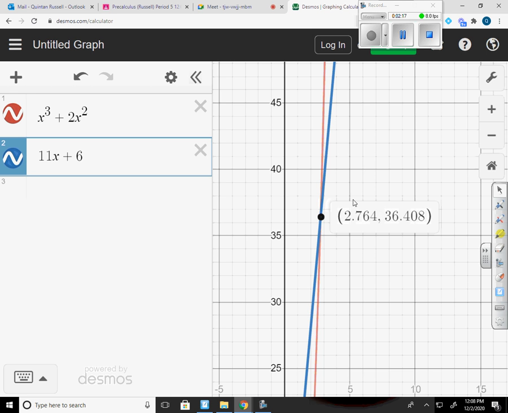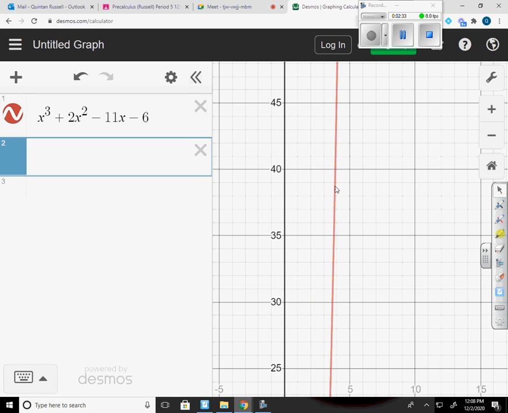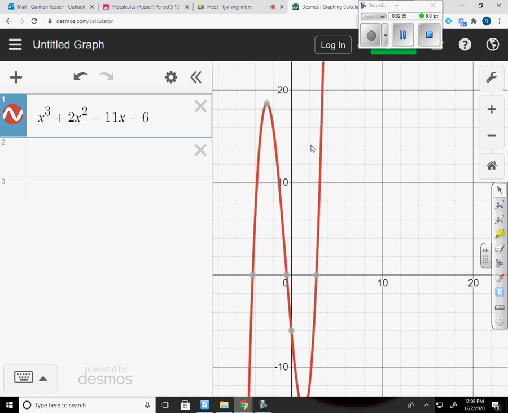The other way to do those would have been to get it all on one side and see where it crosses 0. So if I just do minus 11x minus 6 and get rid of this other equation. Now if I look at where it crosses 0, it's crossing 0 at 2.764, which is the exact same answer as we got when the two lines were crossing. All right, so like I said, two ways to do that.